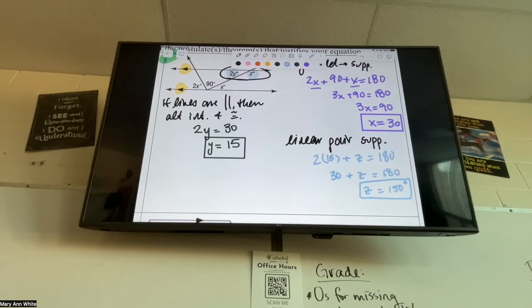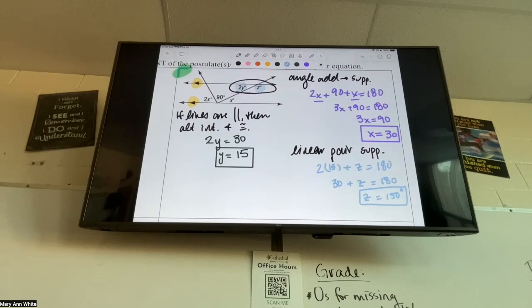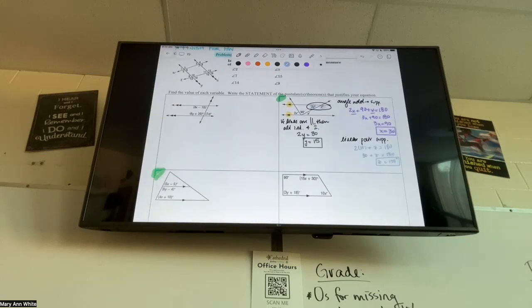All right, notice how for each one that we solved, we have a statement, we have an equation, and then we solved it, all right? Let's jump down to the next one that I wanted to do. So I think the one kind of catty corner to that one. Any questions so far? Okay.